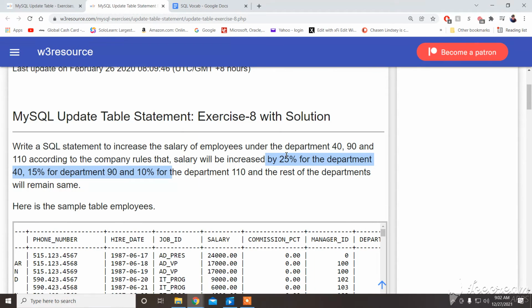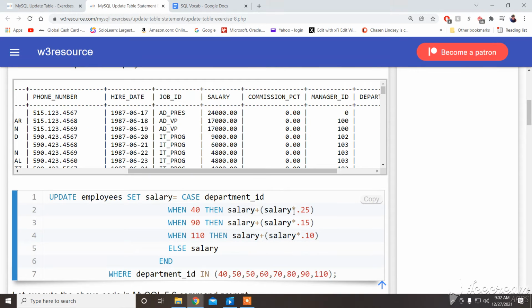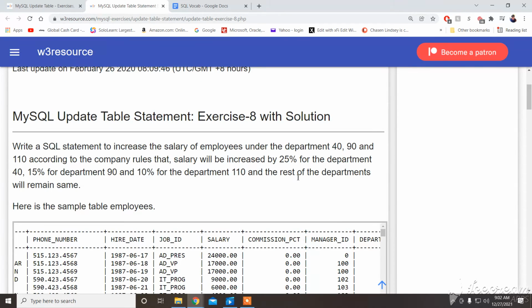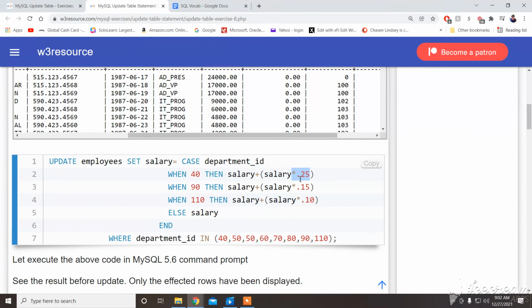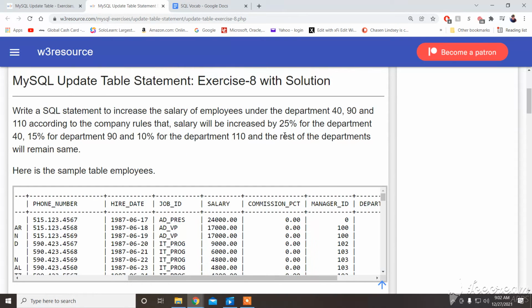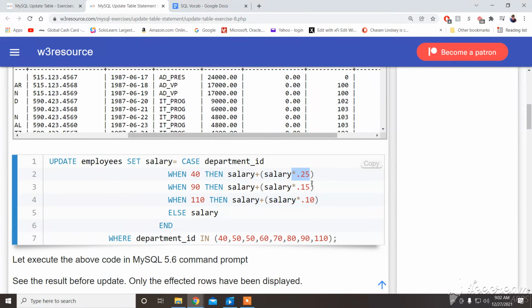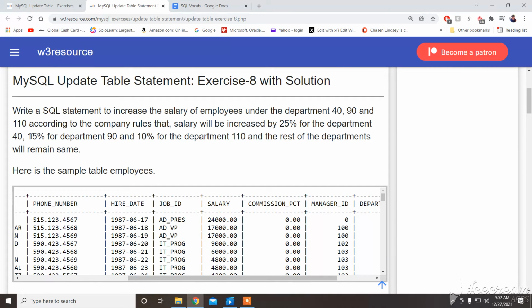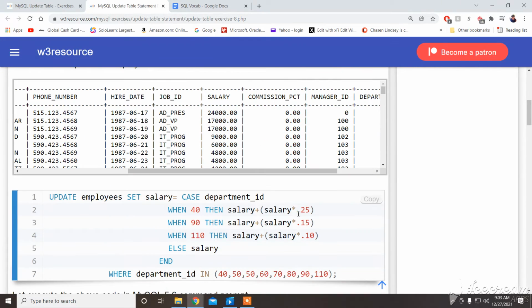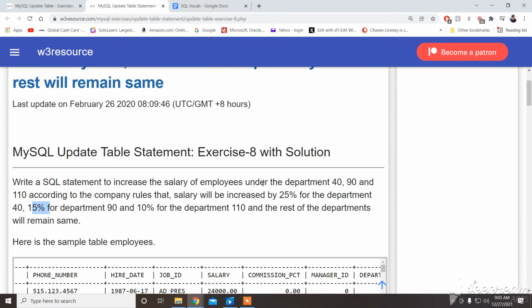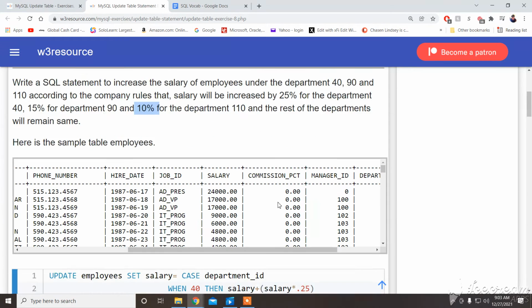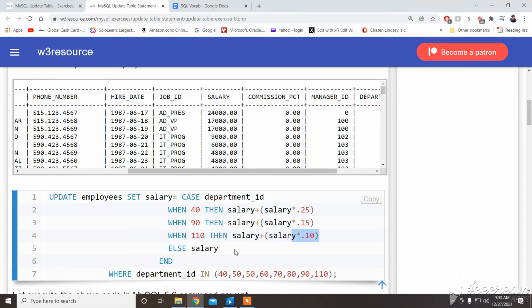Wait, no. Substitute for 25% is multiplied by 0.25. And 15% is multiplied by 0.15. And 10% is multiplied by 0.10.